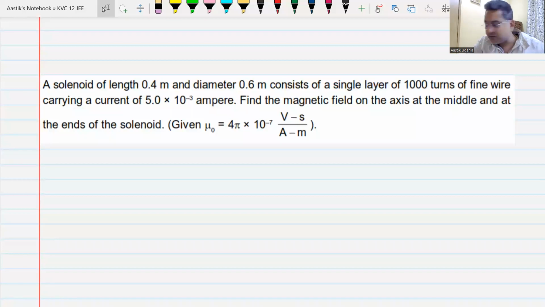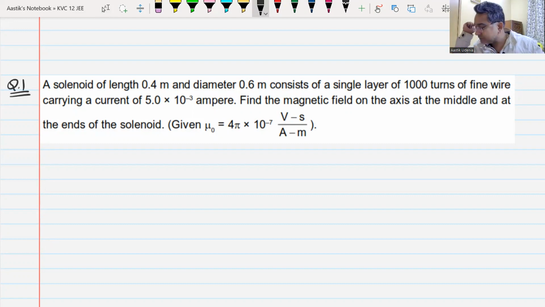Well, then comes this small question, and I hope you can give me the answer for this one. A solenoid of length 0.4 meters and diameter 0.6 meter consists of a single layer of 1000 turns of fine wire, only one layer, carrying a current of 5 into 10 to the power minus 3 ampere. Find the magnetic field on the axis of the solenoid at the middle point and at the ends of the solenoid. You have 2 minutes to give me the answer for this one.